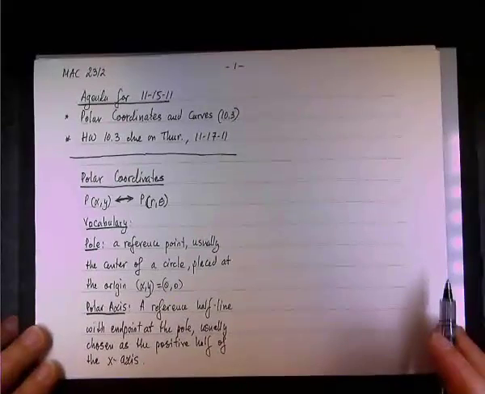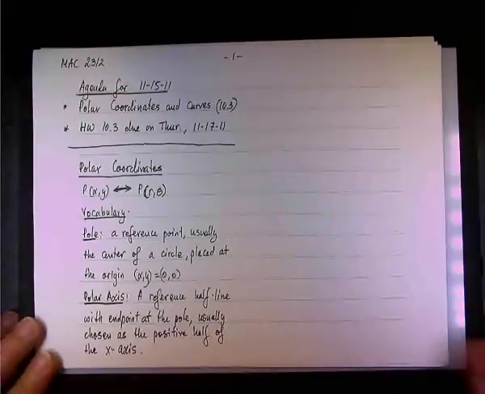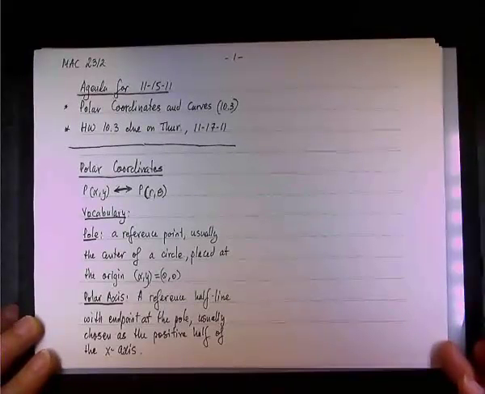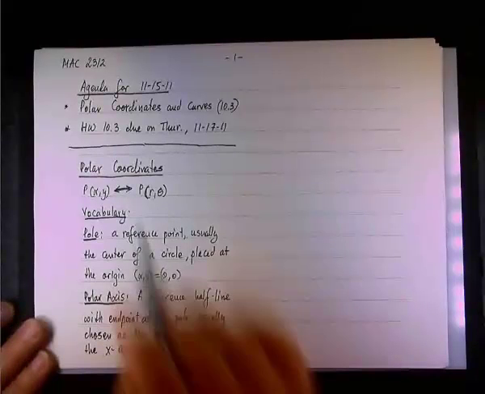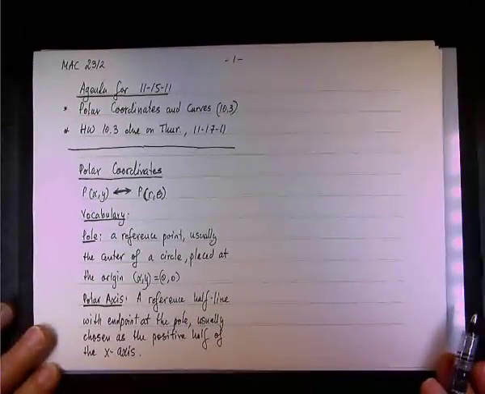So we have the pole, which is essentially the origin, and the polar axis, for our purpose, is the positive half of the x-axis, and we use the polar axis to measure the angle theta in the pair r theta.